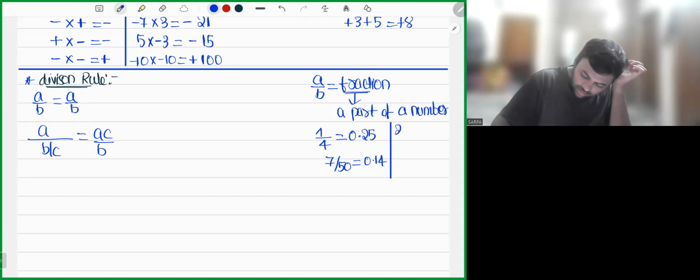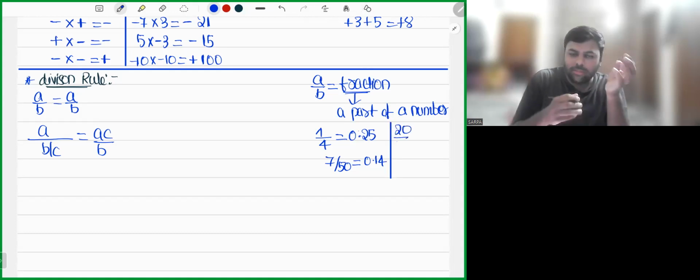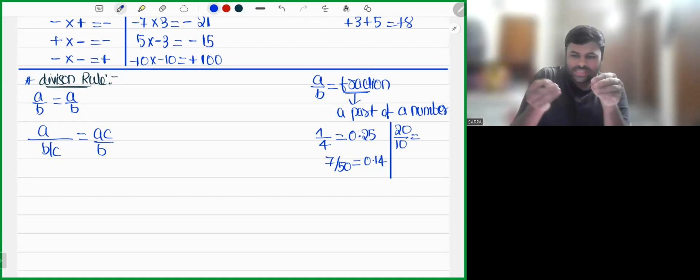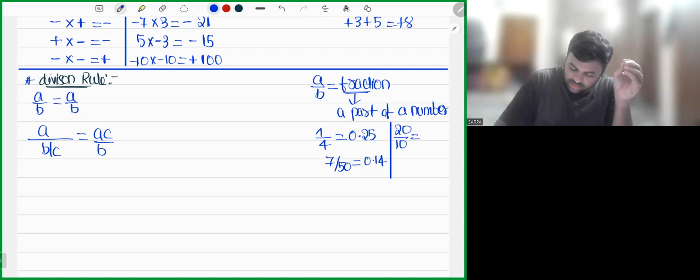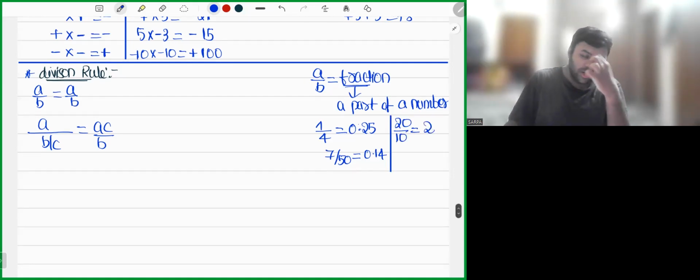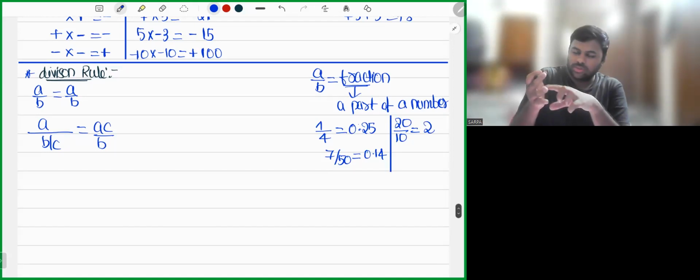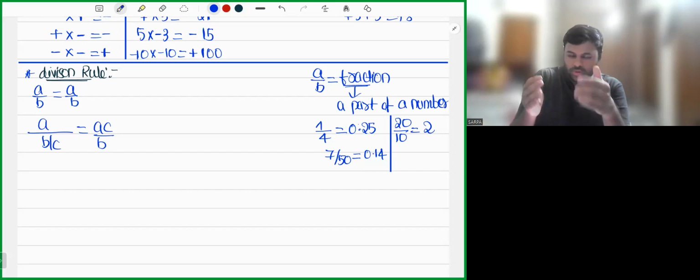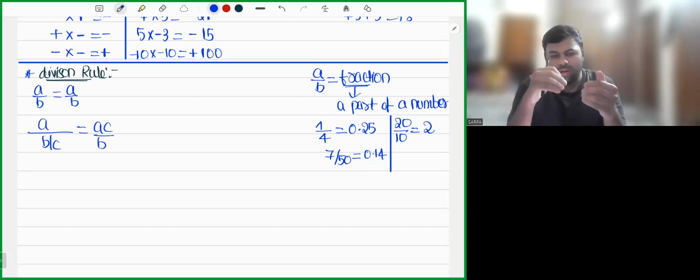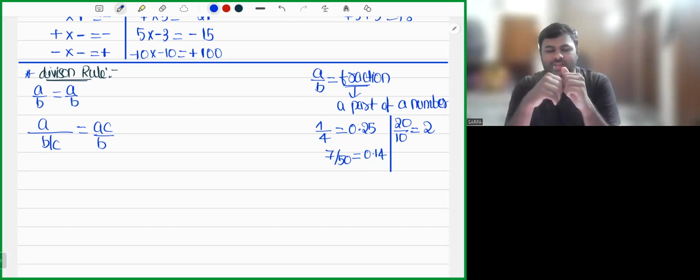Okay, like I'm having 20 by 10. What do you mean by 20 by 10? 20 is expressed 10 different times, which is equals to 2. Like you write 2 plus 2 plus 2 plus 2 plus 2 plus 2 plus 2 plus 2 plus 2 plus 2. 2 if you add 10 times, you are going to get 20. A number, how many times you are expressing it is called as a fraction. Okay.